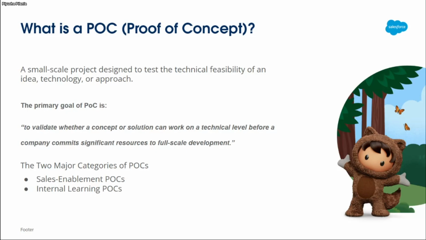So essentially, a POC is a small-scale project designed to test the technical feasibility of an idea or a product or a technology or approach. As the name suggests, it's a proof of concept that this thing, it works, right? There are 2 major categories for POC. And as a consulting partner, you might be aware of both of these.